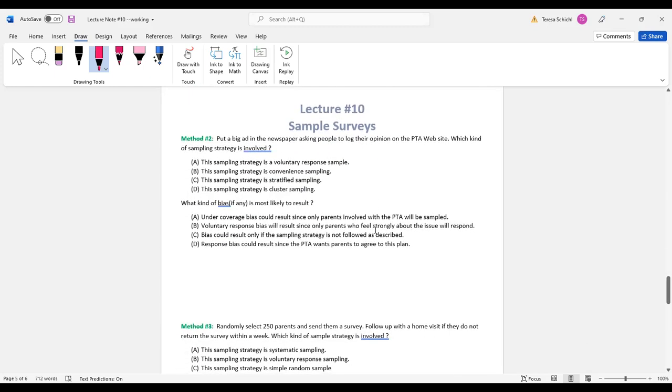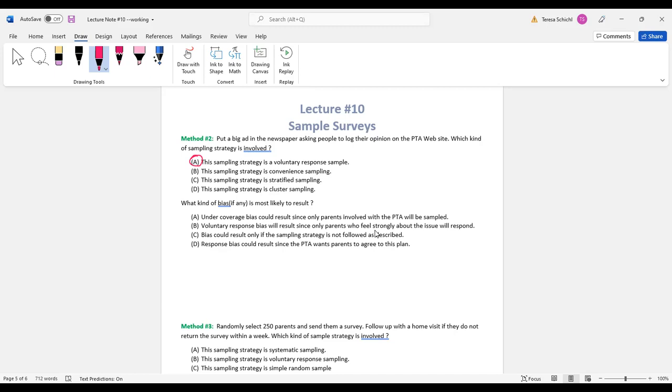Okay, now let's take a look at the second method. Somebody says, let's put a big ad in the newspaper and ask people to log their opinion on the PTA website. What kind of sampling strategy is involved? The PTA puts a big ad in the newspaper and asks parents to log on. This sampling we call voluntary sampling, right? They just say, hey, go log on to the PTA website. Some people don't do it, some people do. This is what we call volunteer.